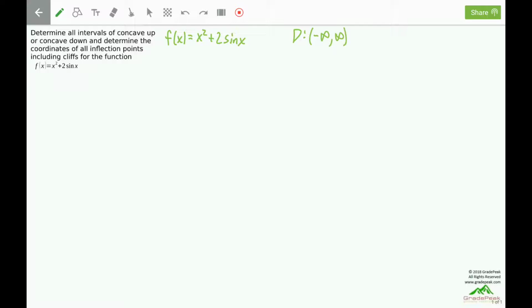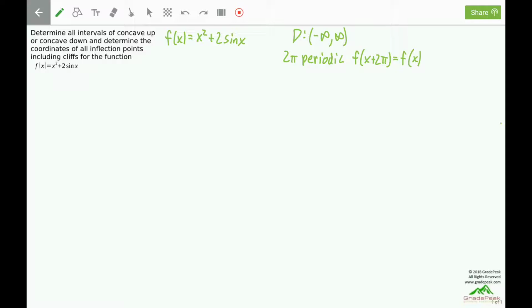A trig function has a tendency to have an infinite number of inflection points if it has any at all, as well as an infinite number of concave up or concave down intervals. But nicely, sine x is 2 pi periodic, which means that it repeats itself every 2 pi radians. This can also be written as f of x plus 2 pi equals f of x.